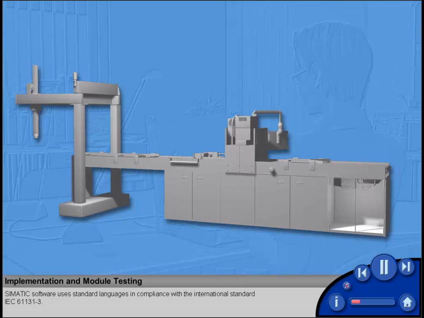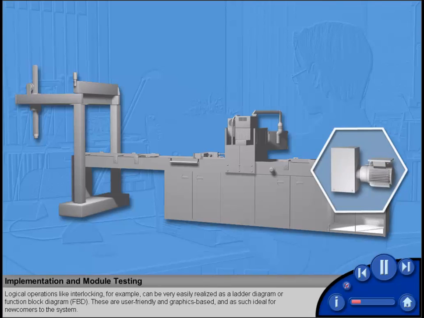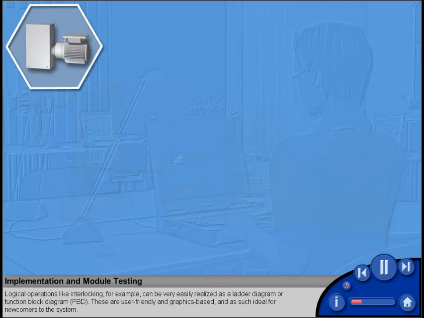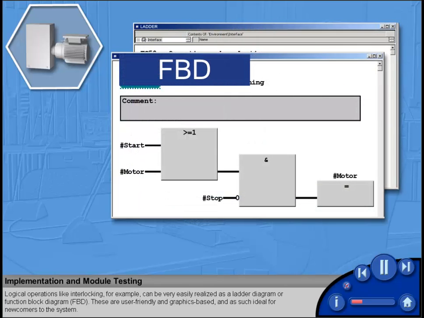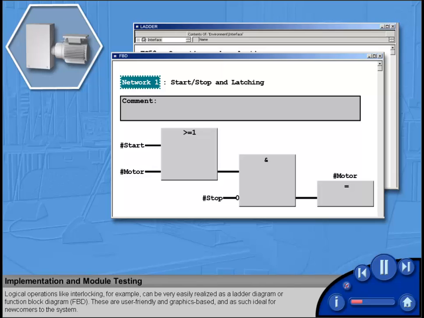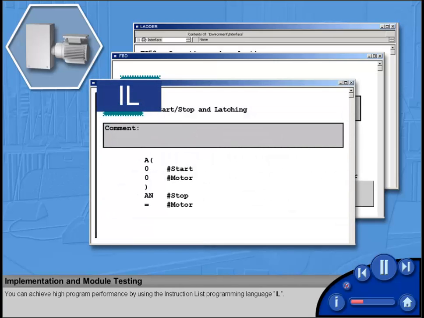Simatic software uses standard languages in compliance with the international standard IEC 61131-3. Logical operations like interlocking, for example, can be very easily realized as a ladder diagram or function block diagram, FBD. These are user-friendly and graphics-based and as such ideal for newcomers to the system. You can achieve high program performance by using the instruction list programming language IL.